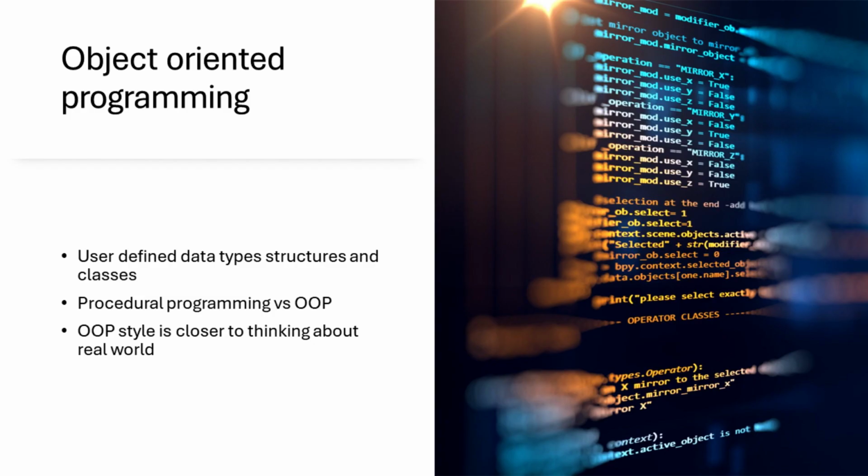Object-oriented programming is a programming style which uses user-defined data types, structures and classes. In the previous course about C++, I did procedural programming, which uses functions to perform operations on data. Object-oriented programming is better because it is closer to thinking about the real world, because there are objects just like there are objects in the real world: humans, cars, houses, and so on.